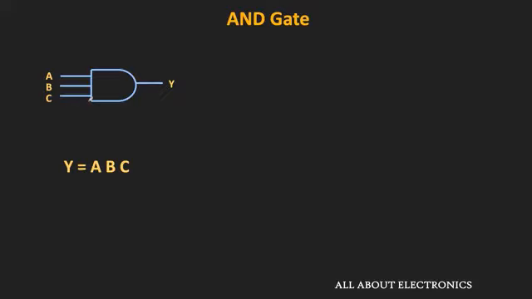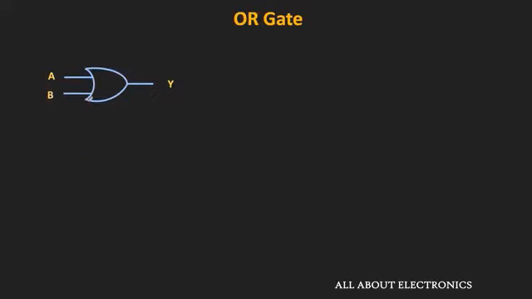So now let us move to the next gate. And the next gate is the OR gate. So this is the symbol of the OR gate, where A and B are the inputs to this OR gate and Y is the output. So the output of the OR gate will be low whenever both the inputs are low. And if any one input is high, in that case, the output of this OR gate will be equal to high.